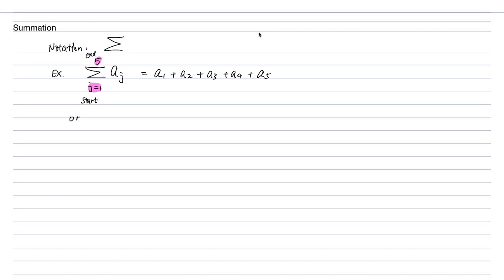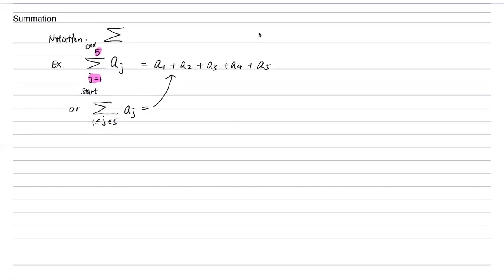Or sometimes you may see the notation look like this. So I will have j go from 1 to 5 of a_j. So both of them mean the same. Both of them mean a1 plus a2 plus a3 plus a4 plus a5.